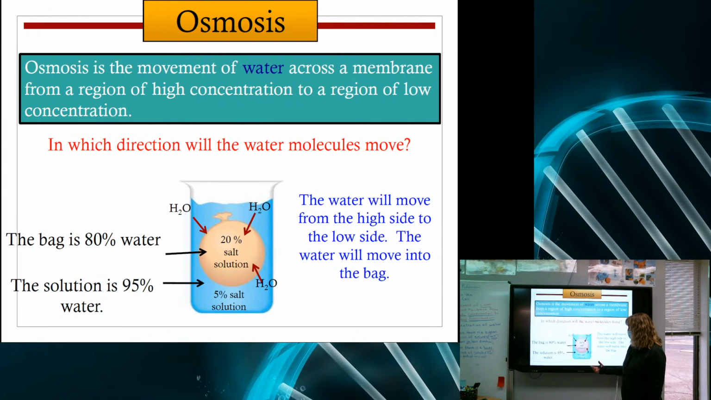Now the thing is that water wants to balance. So water is going to move from an area of lower concentration to higher. So water will move into the cell when it's hypertonic because it wants to balance out the amount of water until it becomes isotonic.